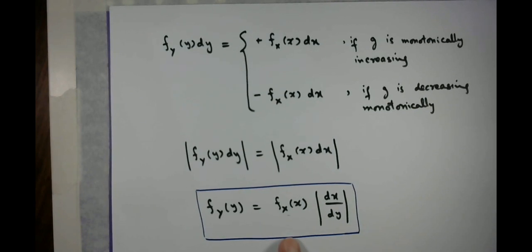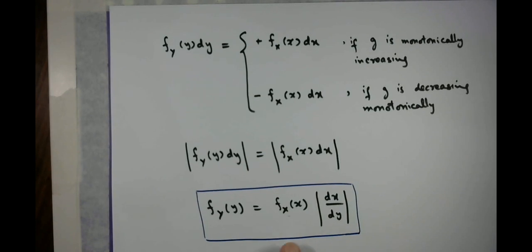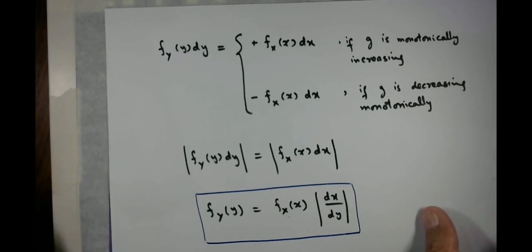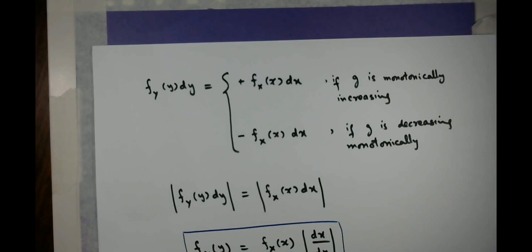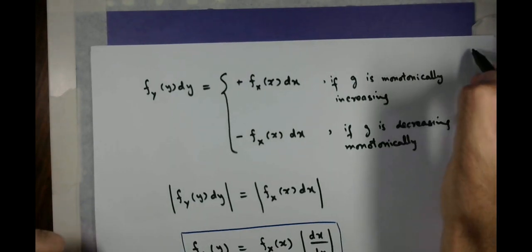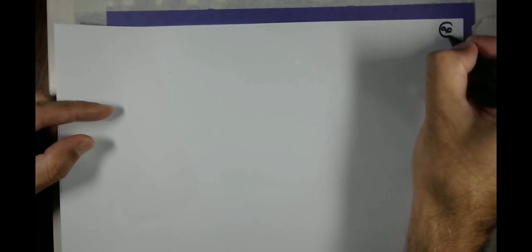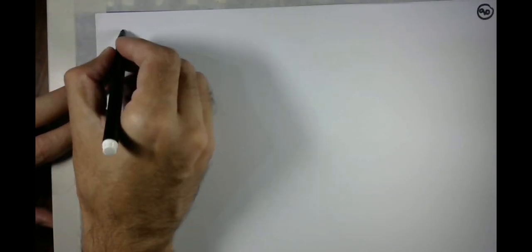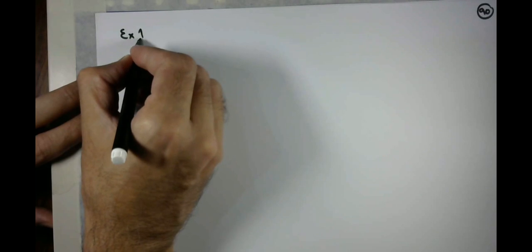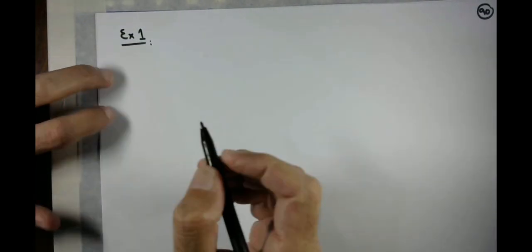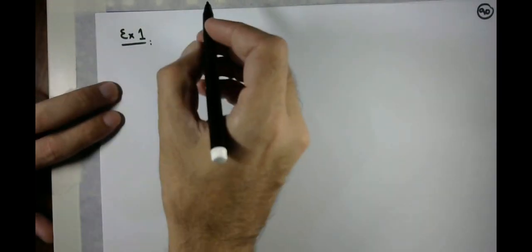We'll use this relation to transform x into y. I'll do a few important examples now, which will hopefully further clarify the concept. So my example 1, with respect to transforming the continuous random variables.